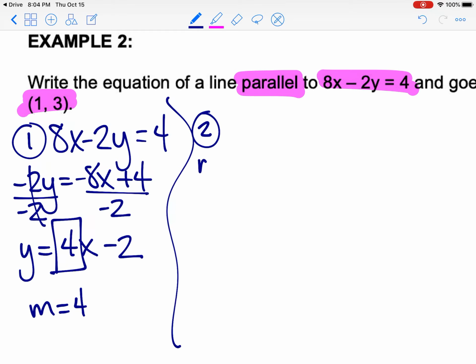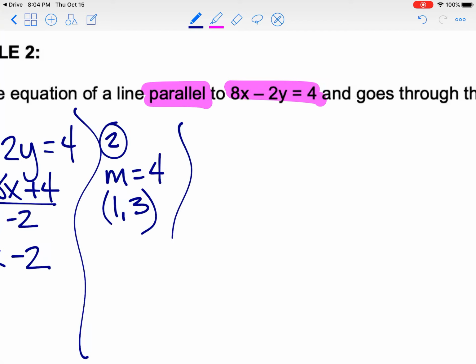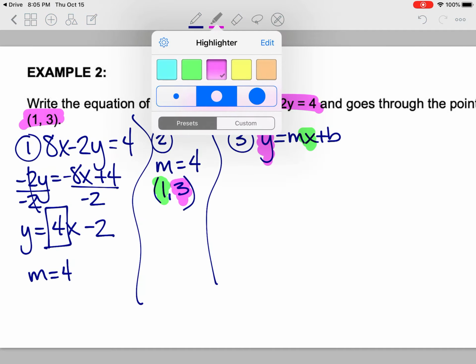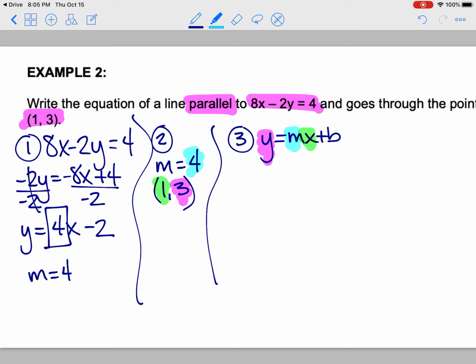So step 2, we're going to take that parallel slope, which is 4. We're going to take the point that is given, and we're going to plug it in to y equals mx plus b to get our new equation. So let's go y equals mx plus b, just to remind yourself. We're going to take, let me do some highlighting for you, our 1, that's our x, so we're going to plug it in there. We're going to take the 3, that's our y, we're going to plug it in there. And we're going to take our slope and plug it in for m. Okay, so we're going to replace and find what our y-intercept is going to be.